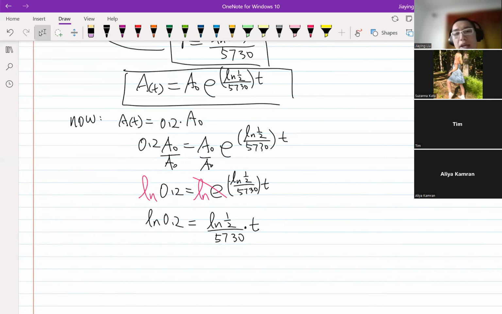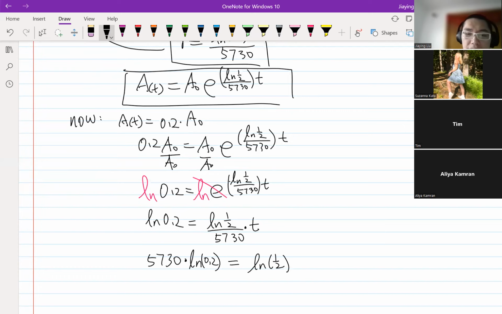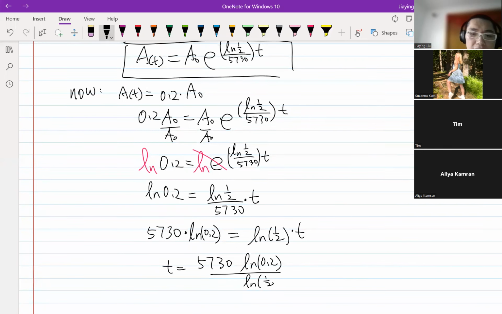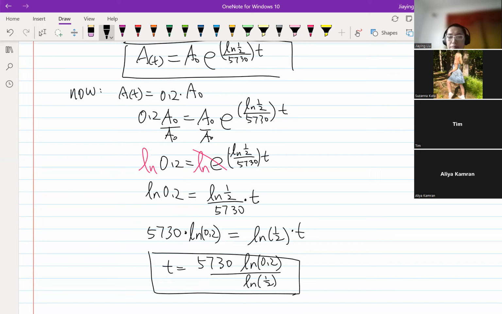So we're going to multiply by 5,730 on both sides. So we get 5,730 times natural log of 0.2, that's equal to natural log of 1/2 times t. And then I'm going to divide by natural log of 1/2. So we get t equals 5,730 natural log 0.2 divided by natural log of 1/2. And I'm not even going to bother to simplify, so that will be my answer for time.